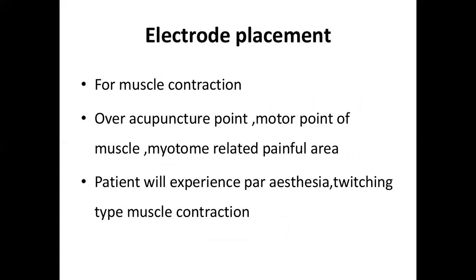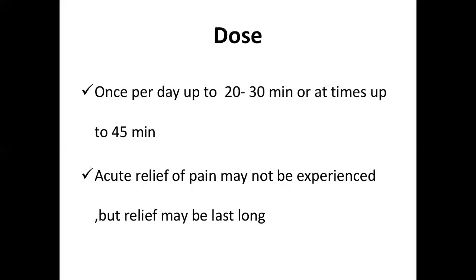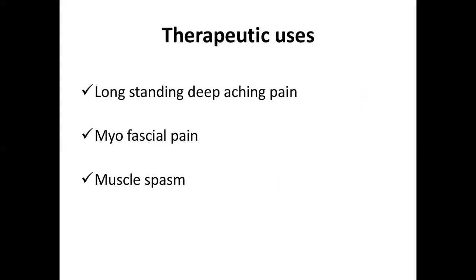The electrode placement for muscle contraction is over the acupuncture point or motor point of the muscle, or the myotome related to the painful area. The patient will experience paresthesia and twitching type of muscle contraction. Dose: once per day for 20 to 30 minutes, or at times up to 45 minutes. Acute relief of pain may not be experienced, but relief may last long. Therapeutic uses of acupuncture TENS are long-standing deep aching pain, myofascial pain, or muscle spasm.